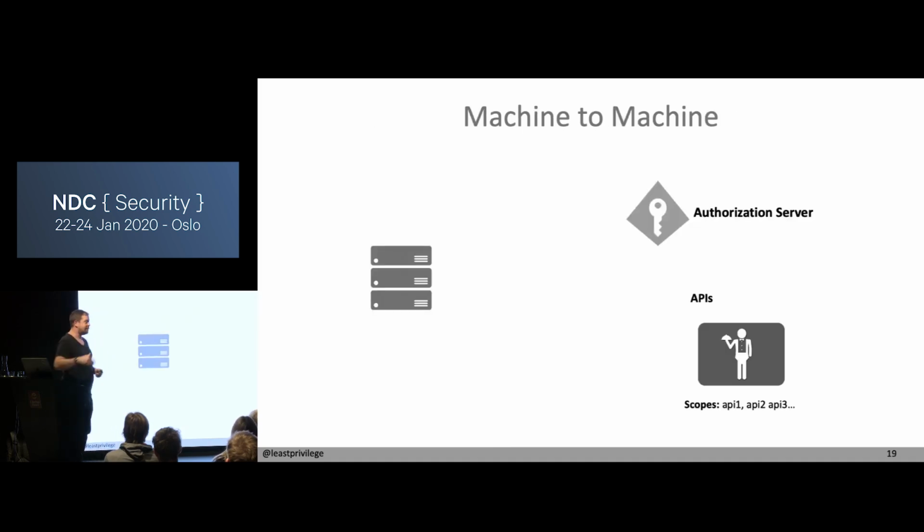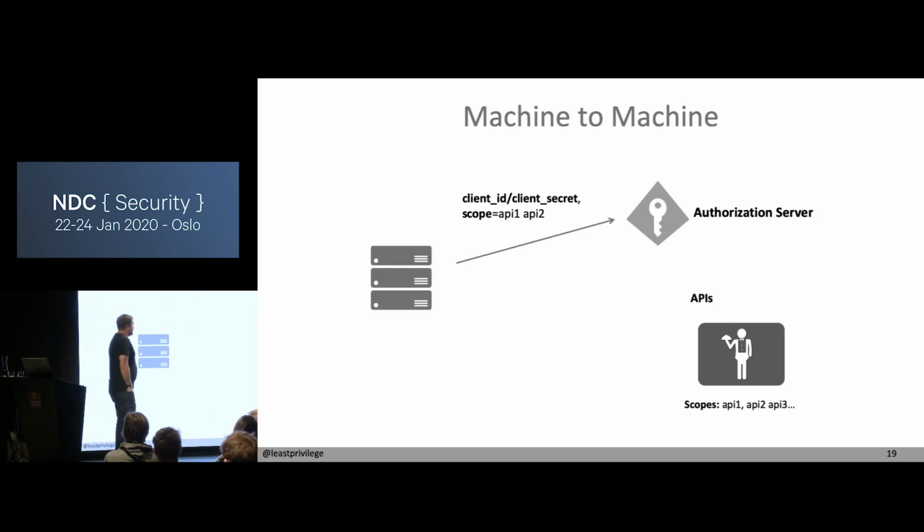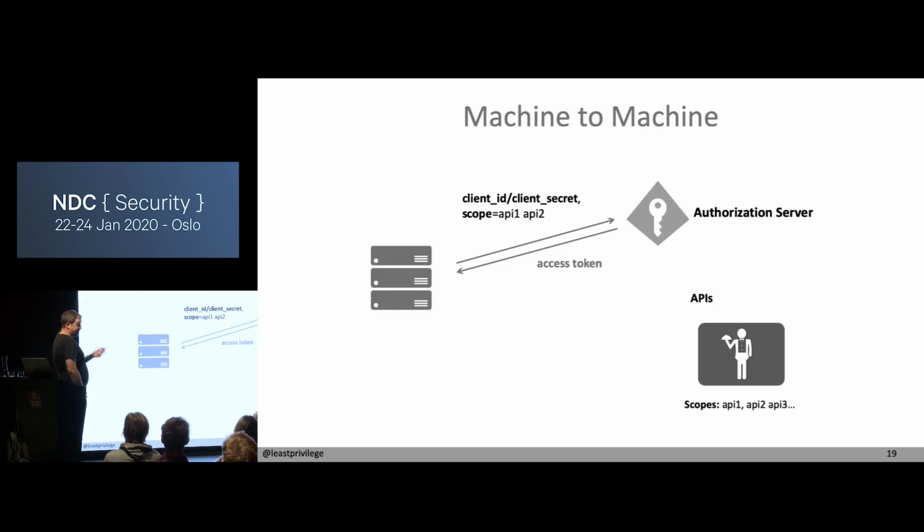Good. So let's start with machine-to-machine communication. As I said, the way this works is the client goes to the authorization server, authenticates with the authorization server, asks for an access token for certain resources, gets back an access token if he's allowed to do that, uses the access token, that's it. Okay? So what is there to harden?